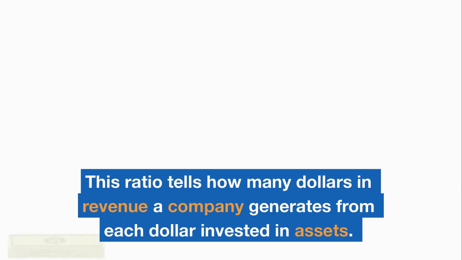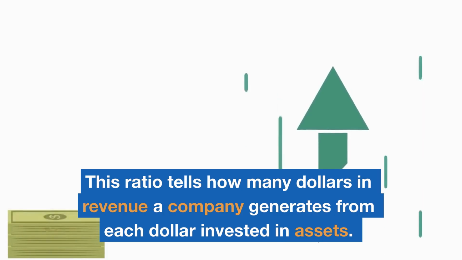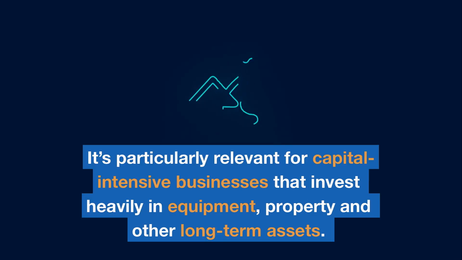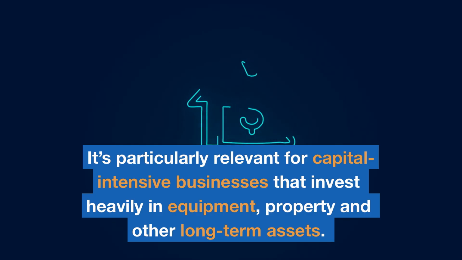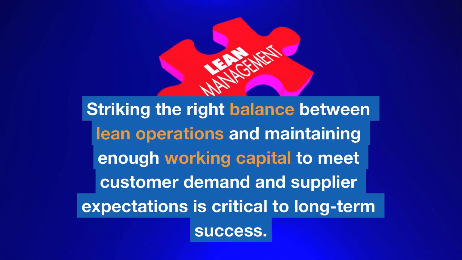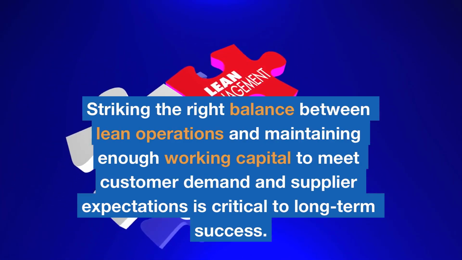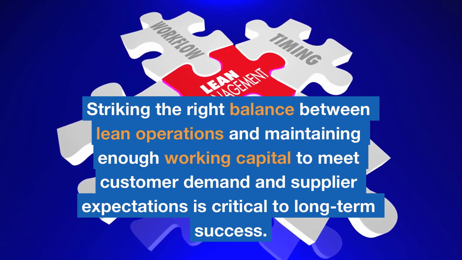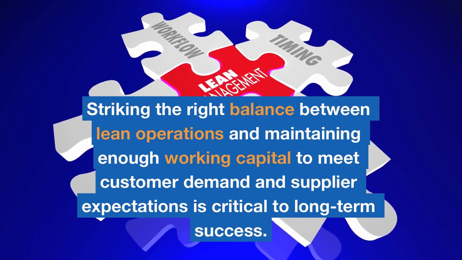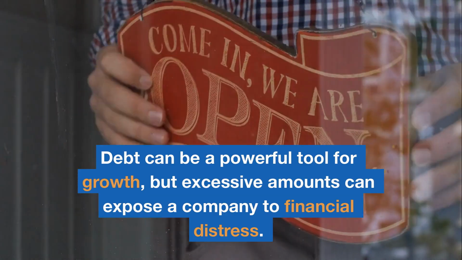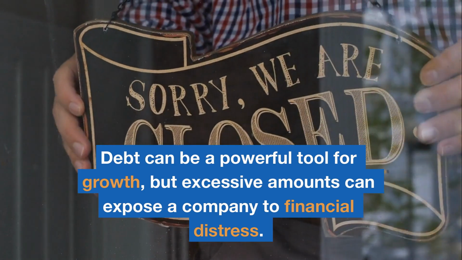It's also important to consider long-term assets, such as equipment, with the total asset turnover. This ratio tells how many dollars in revenue a company generates from each dollar invested in assets. It's particularly relevant for capital-intensive businesses that invest heavily in equipment, property, and other long-term assets. Striking the right balance between lean operations and maintaining enough working capital to meet customer demand and supplier expectations is critical to long-term success.